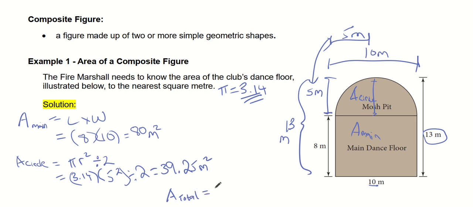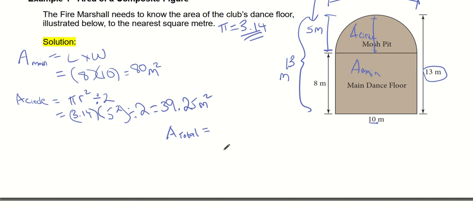That's going to be 80, which is that number here, 80 meters squared, plus 39.25 meters squared, and that will be a total of 119.3, and the units will be meters squared. So there we go. That's that problem.